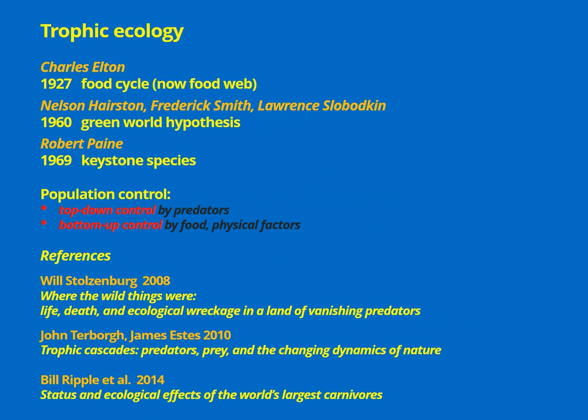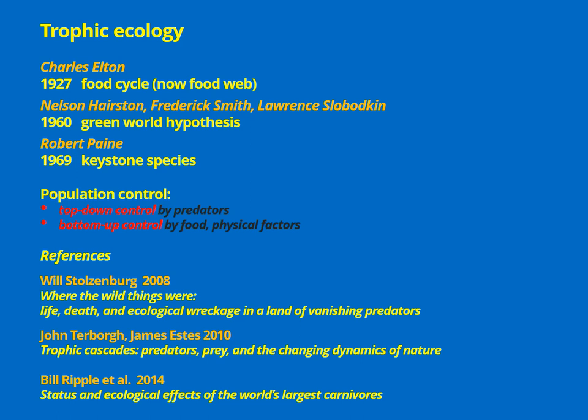Trophic ecology, really the modern form, started with Charles Elton in 1927. He described the food cycle we now know as the food web. The ancient Greeks had actually discussed trophic ecology in their simple terms. But in terms of modern science, Charles Elton is the founder of the science. Some important contributions came later, particularly Hairston, Smith and Slobodkin with the green world hypothesis, in which they postulated that predators keep herbivores from destroying the Earth's vegetation.